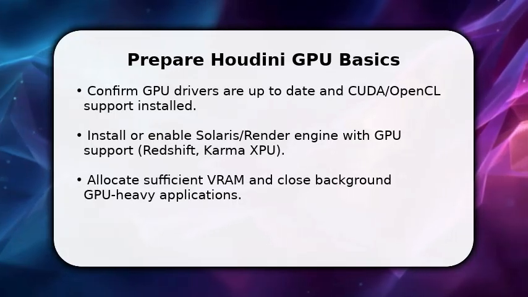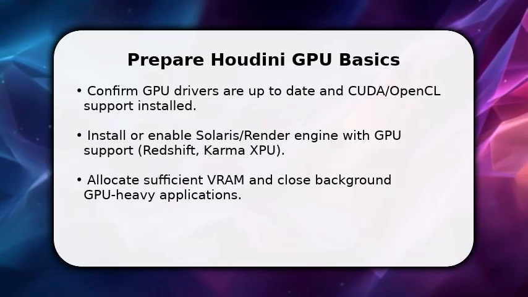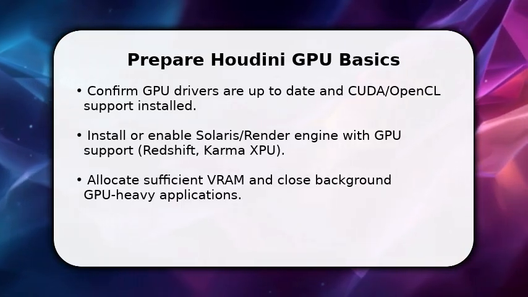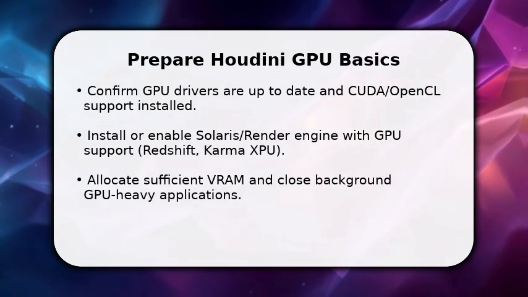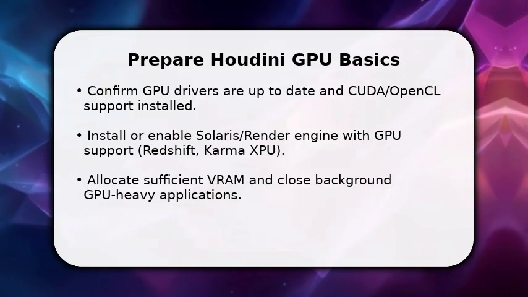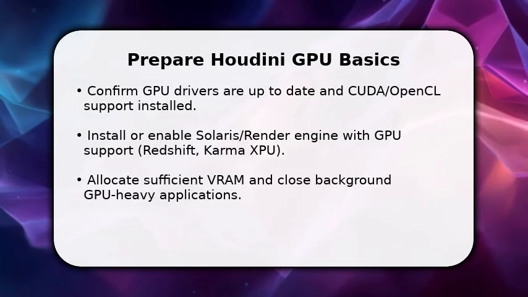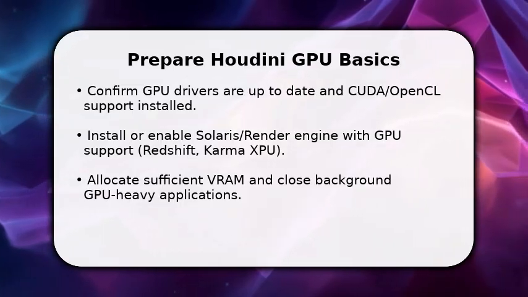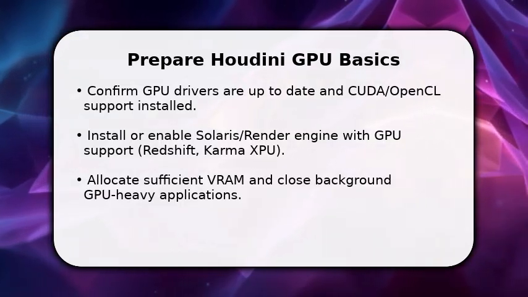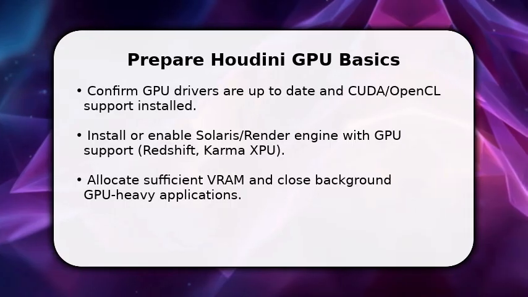You start by ensuring Houdini sees your GPU and can use it. First, update drivers and install CUDA or OpenCL as required. This gives Houdini the compute libraries it needs. Once done, install or enable a GPU-capable renderer like Karma XPU or Redshift and activate its Houdini plugin.